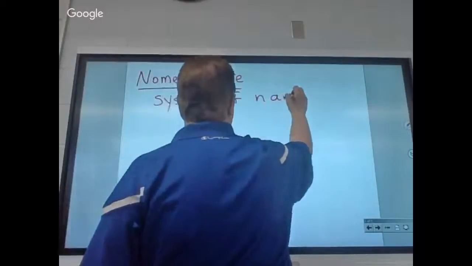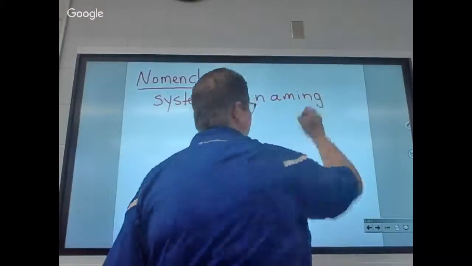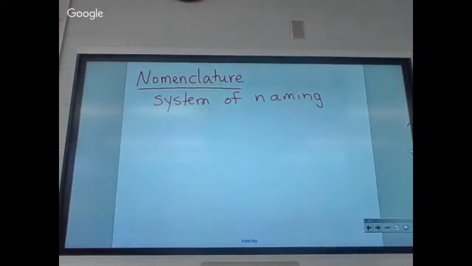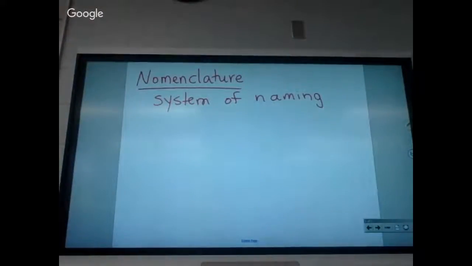And it's not even unique to chemistry. Nomenclature is used in lots of disciplines, so you may hear the word in other areas, not just chemistry. Now, we're going to use nomenclature in here because you have to learn how to name compounds.